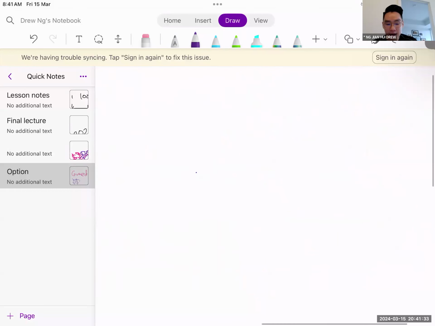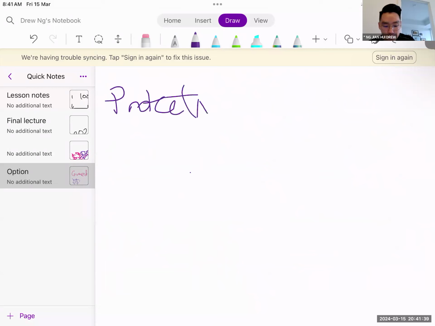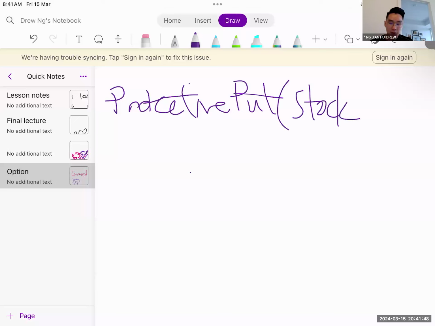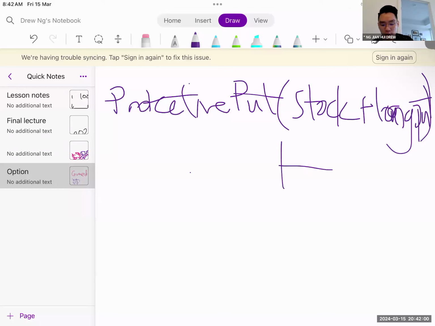Now let's talk about another one. I want to talk about this thing called protective put position. So what's a protective put? A protective put is almost like a covered call, but basically you long a stock plus long a put. So for stock, we know that we get a return like this. When you long a put, we get a position like this, right?